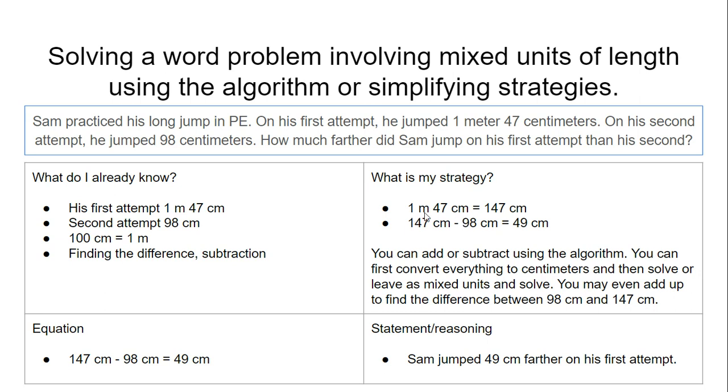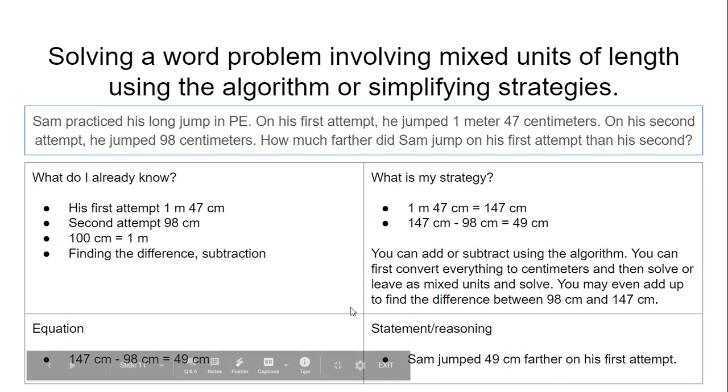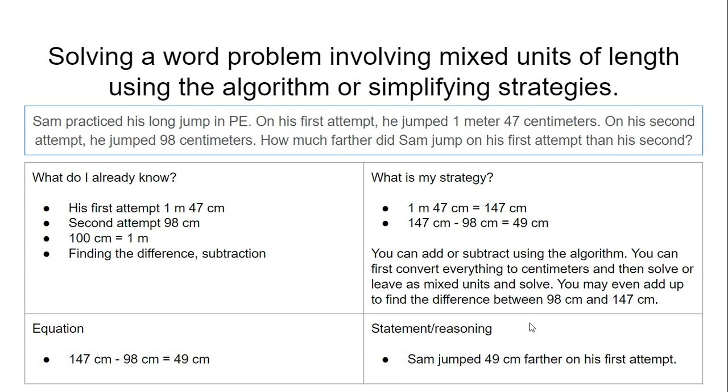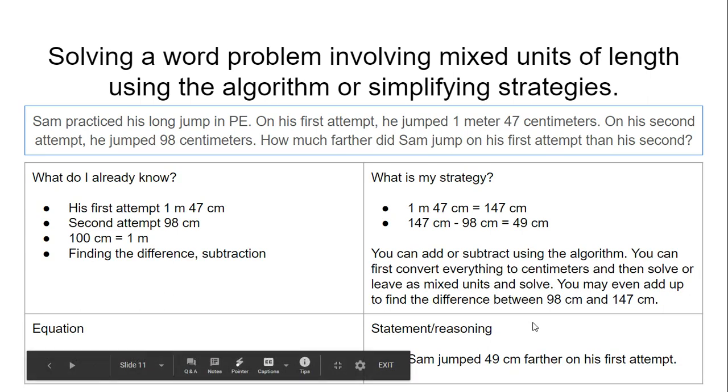So 1 meter, 47 centimeters is 147 centimeters. Subtract off my 98 centimeters, I get a total of 49 centimeters. That's going to be the difference of his jump. I've put in my equation and then my statement and reasoning. Sam jumped 49 centimeters farther on his first attempt.